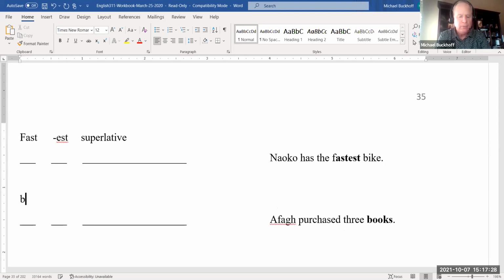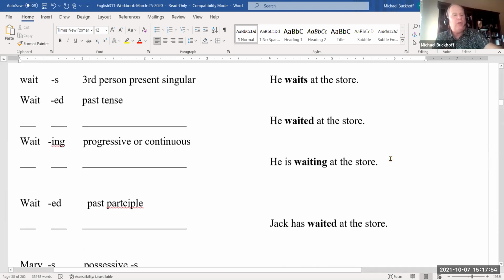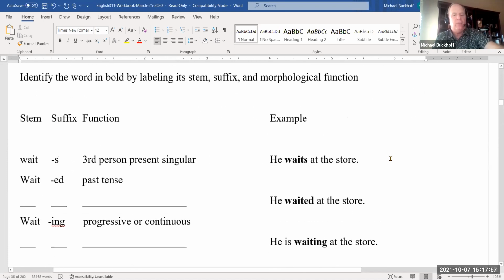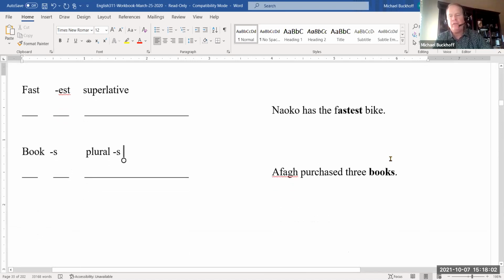We got one more. So we have book, and we have the S. This is a really easy one. We have Afag purchased 3 books. What's the purpose of the S here? It's the plural S. Good. Right there. So then we see all of them. We now have 8: 1, 2, 3, 4, 5, 6, 7, 8. That's it. Game over. That's all you need to know. You need to make sure you know all 8.